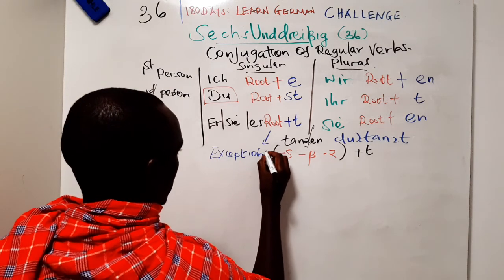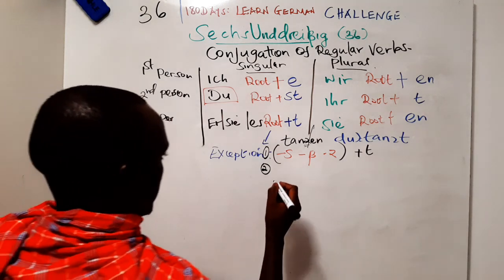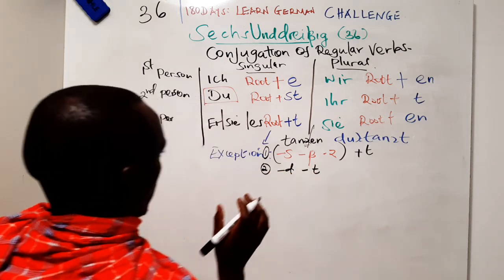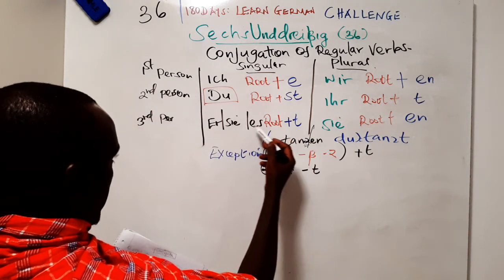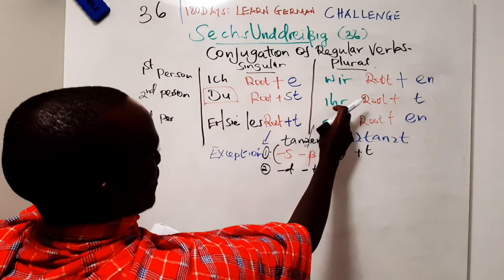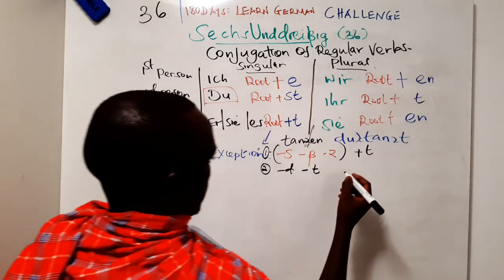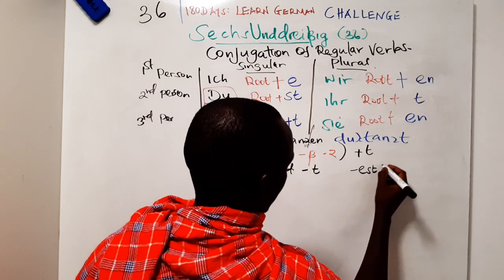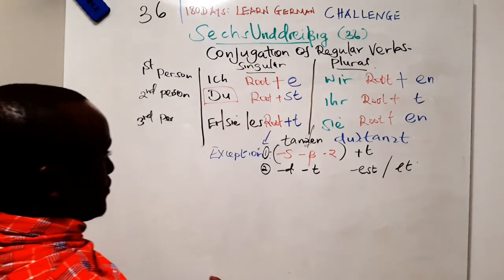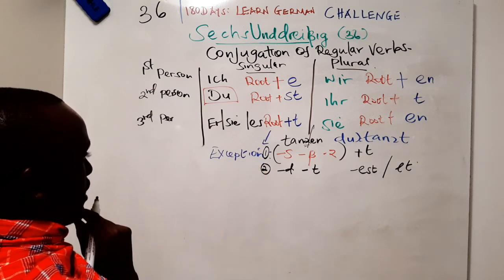Another exception, this is exception number 1. Exception number 2, when the root of the verb ends in d or t, so in third person singular and second person plural, what will happen there is that you add est and et respectively. So let's do a few examples, then we will see how this one plays.